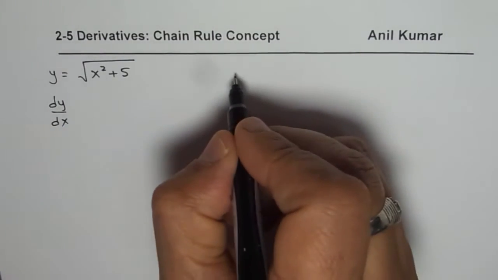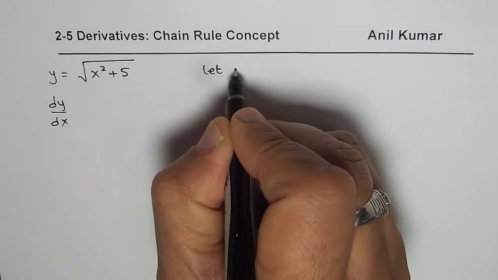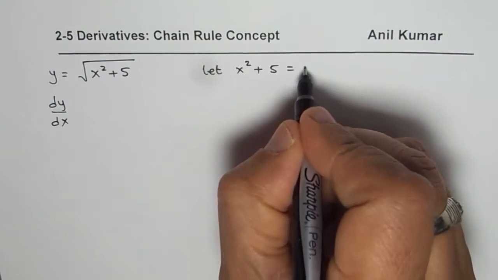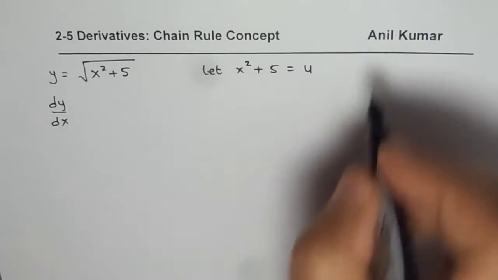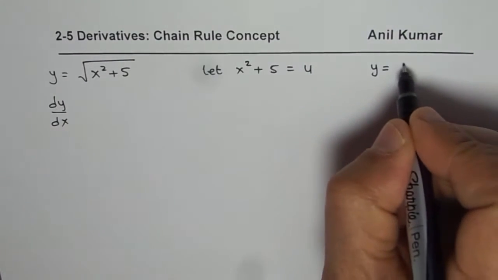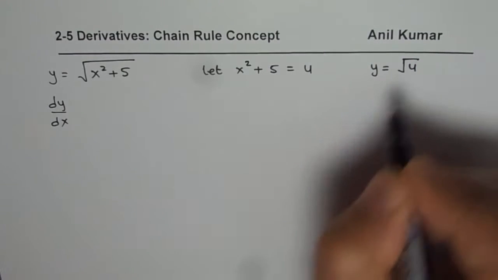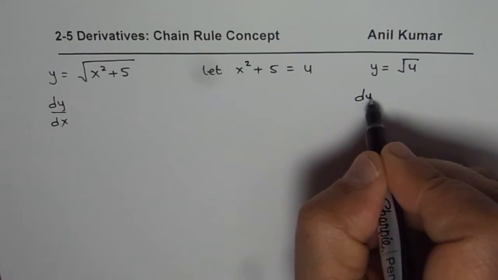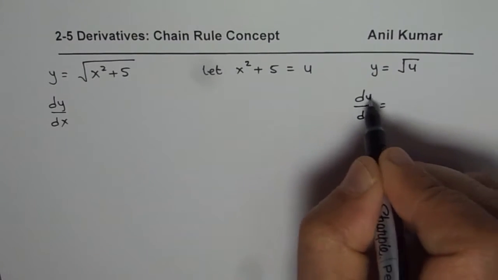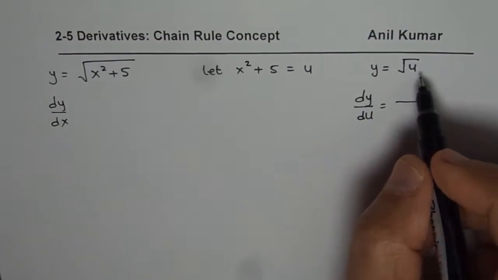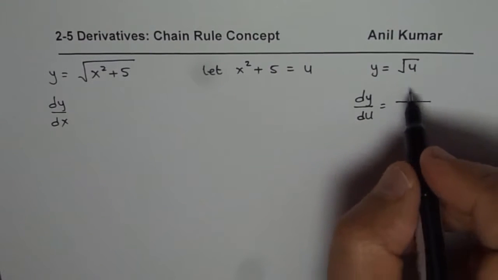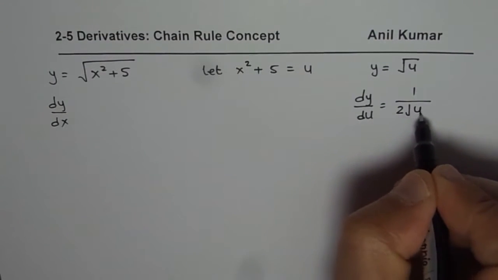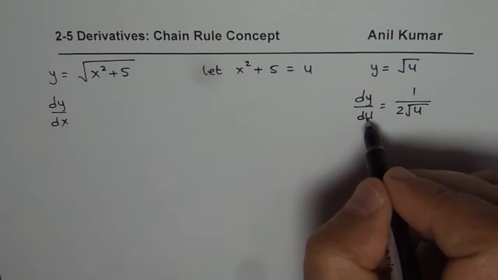So we could say, let x squared plus 5 be equal to some function u, right? In that case, y is going to be equal to square root of u. Now once we have y in terms of u, we could find dy over du. dy over du is half of u to the power of minus half, so 1 over 2 square root of u, right? So that is dy by du.